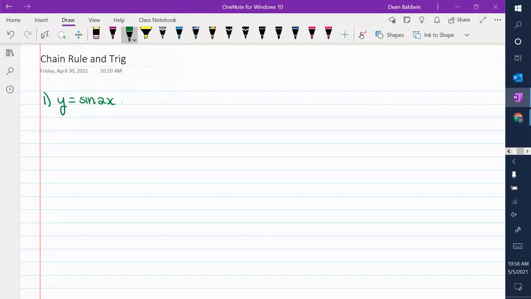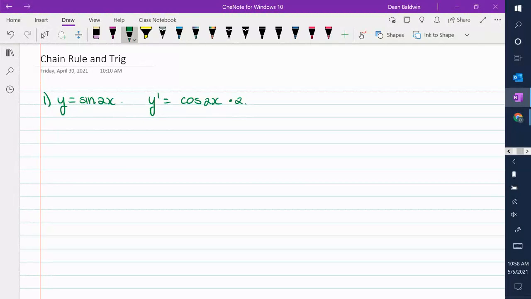There's not a 1 in there. All right? So the outside function here is sine. So the derivative of sine is cosine of whatever was in there, so 2x, times the inside derivative. What's the derivative of 2x? 2.